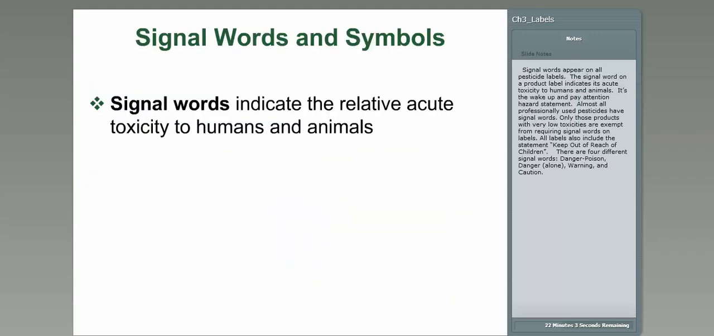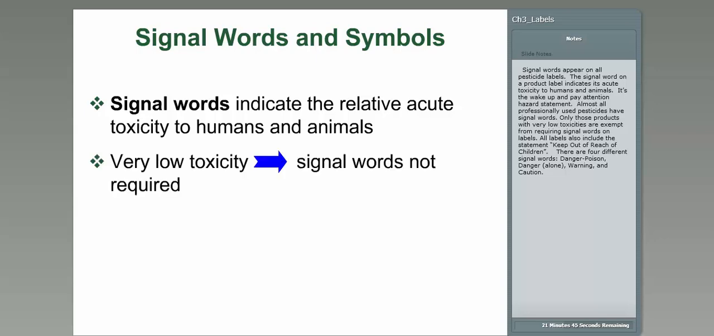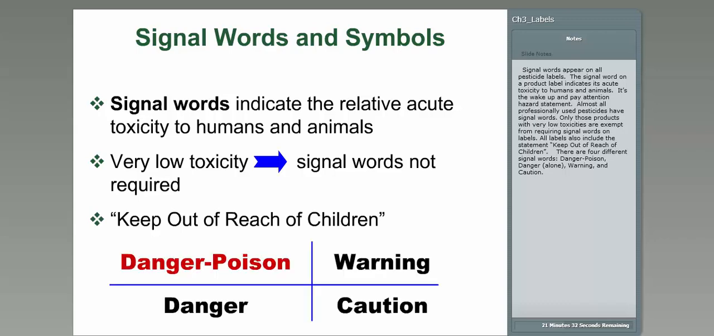Signal words appear on all pesticide labels. The signal word on a product label indicates its acute toxicity to humans and animals. It's the wake up and pay attention hazard statement. Almost all professionally used pesticides have signal words. Only those products with very low toxicities are exempt from requiring signal words on labels. All labels also include the statement, "Keep out of reach of children." There are 4 different signal words: danger-poison, danger alone, warning, and caution.